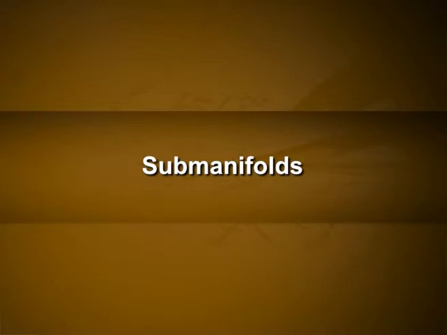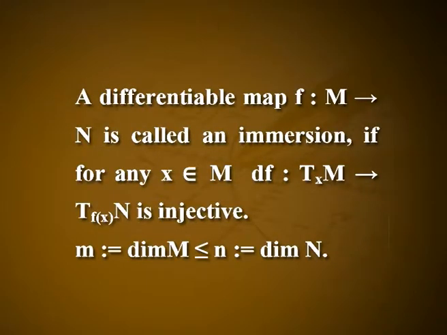Next is submanifolds. A differentiable map f from M to N is called an immersion if for any x an element of M, df from T_x M to T_f(x) N is injective. In particular, in this case m, the dimension of M, is less than or equal to n, the dimension of N. If an immersion f from M to N maps homeomorphically onto its image in N, f is called a differentiable embedding. If f from M to N is a differentiable embedding, f(M) is called a differentiable submanifold of N.